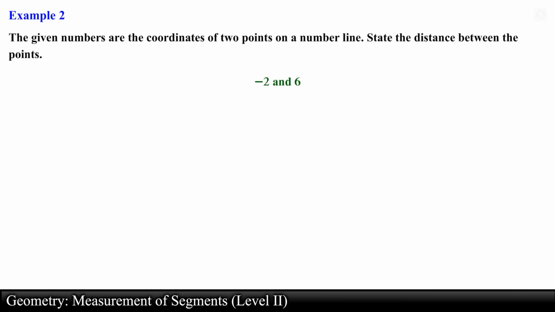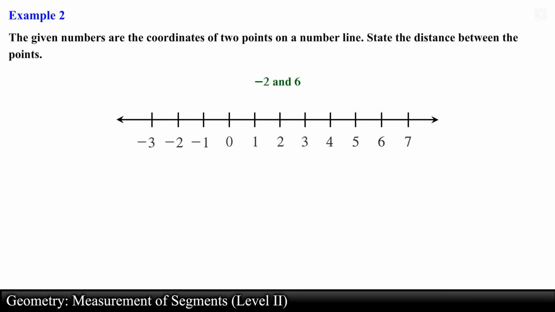The given numbers are the coordinates of 2 points on a number line. State the distance between the points, -2 and +6. In this problem, we are given the coordinates of 2 points, and we are asked to determine the distance between the points. Notice that in this problem, we are not provided with a diagram or figure. We're going to have to draw it ourselves. So let's go ahead and draw a number line and use point A to represent the point located at the coordinate -2, and use point B to represent the coordinate located at +6.